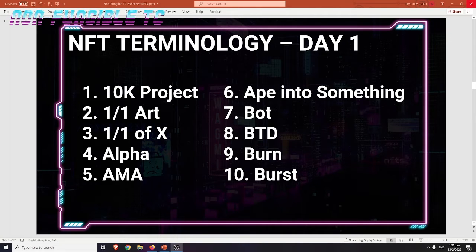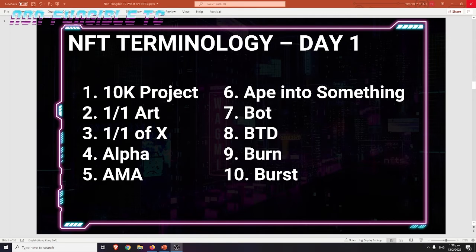Now the next one is in contrast to 1 out of 1 art. The term 1 out of X basically refers to a unique NFT within a collection of X NFTs. It is used to describe profile pictures and generative art collections. For example, CryptoPunk is a collection of 10,000 NFTs, each of which is unique but belongs to a coherent whole collection. So if you have CryptoPunk number 1, then you'll have 1 out of 10,000, right?